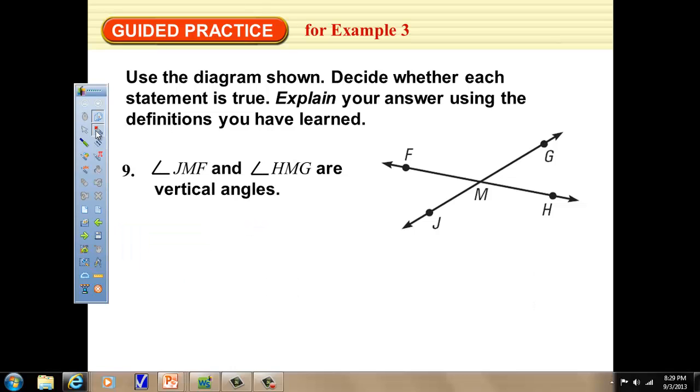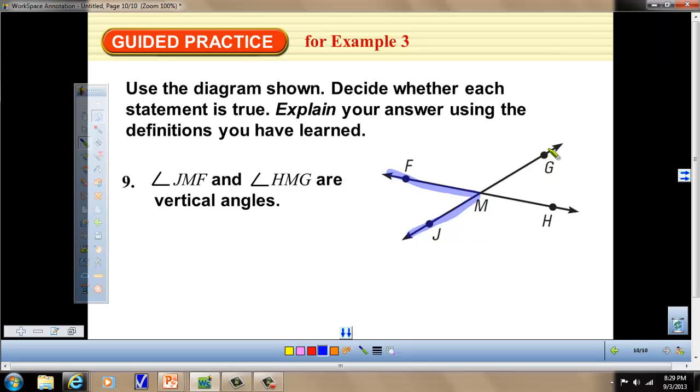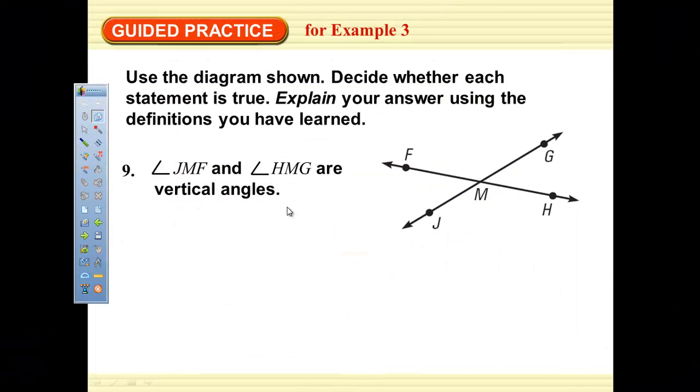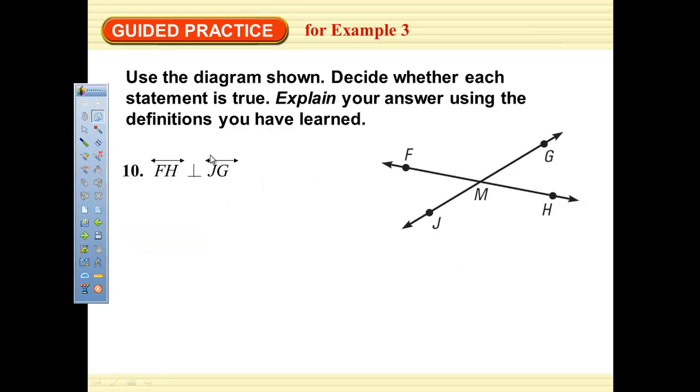And let's take a look again. We've got JMF and HMG are vertical angles. The first angle, JMF, is right here, and HMG is here. And those two are vertical angles by the definition of vertical angles, and we would know that these two angles would be congruent as well. But the definition of a vertical angle tells us that those two angles are vertical angles. And again, the definition is intersecting lines form two pairs of vertical angles.